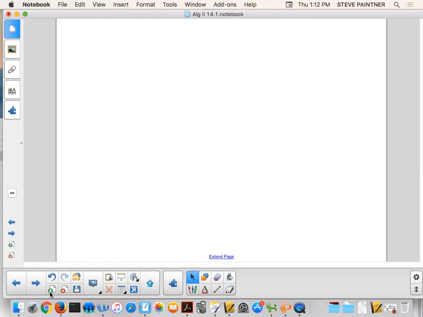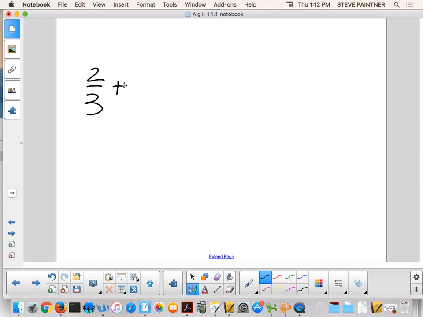So here we go. 2/3 plus 6 over 1. I know you can do that in your head and just say the answer is 6 2/3. Right. But I want you to show work. To add fractions, you need to make common denominators. What's the common denominator? 3. 3 times 1 is 3. They both go into 3.